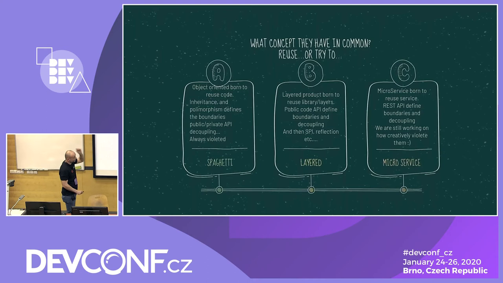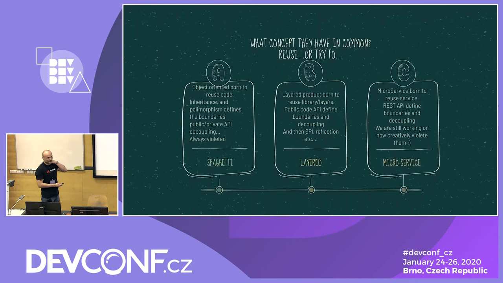So layered product, born to reuse libraries and layers, public code API define boundaries and decoupling. And then we invented SPI, reflection, security stuff, and so on, to violate the boundaries and the decoupling that we invented. And finally, nowadays, we switch to microservice. Microservice born to reuse service. REST API define boundaries and decoupling. We are still working on how to creatively violate them, but I think we are working on it, and we will invent something else in 10 years. But today we have microservice.